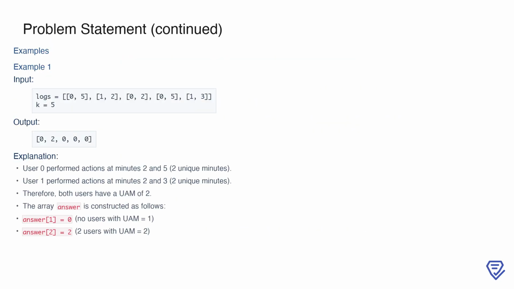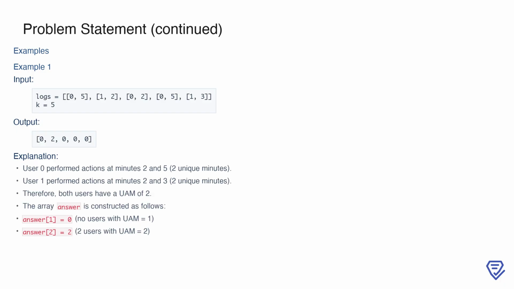To clarify the problem further, let's look at an example. Imagine we have the logs array as [0,5], [1,2], [0,2], [0,5], [1,3], and k set to 5. Here's how the UAM is calculated for each user. User 0 performs actions at minutes 5, 2, and 5 again. Since actions at the same minute are not unique, the UAM for user 0 is 2 minutes, 2 and 5. User 1 performs actions at minutes 2 and 3, so their UAM is also 2.